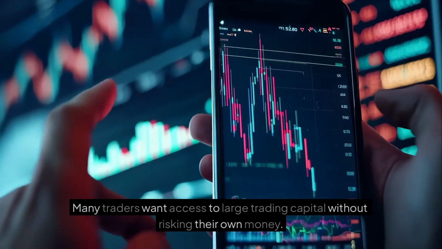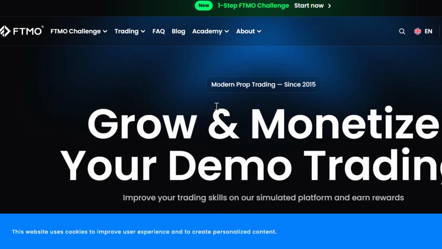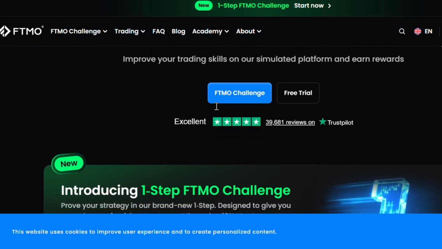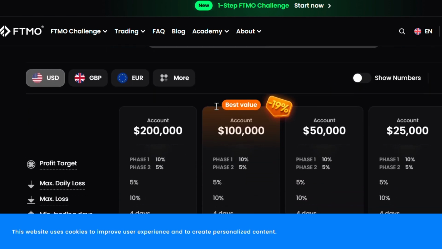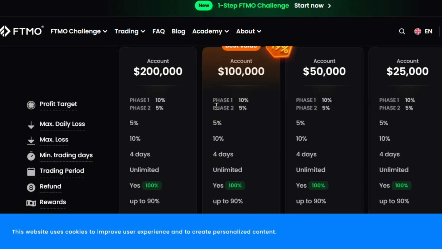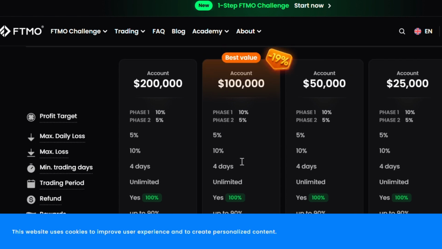Many traders want access to large trading capital without risking their own money. That's why thousands of traders try to get funded through FTMO. But for beginners, the process of buying an FTMO challenge can feel confusing. Which account size should be chosen? What settings should be selected? And what happens after the purchase?